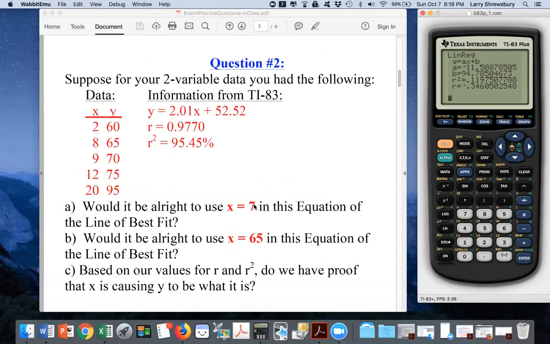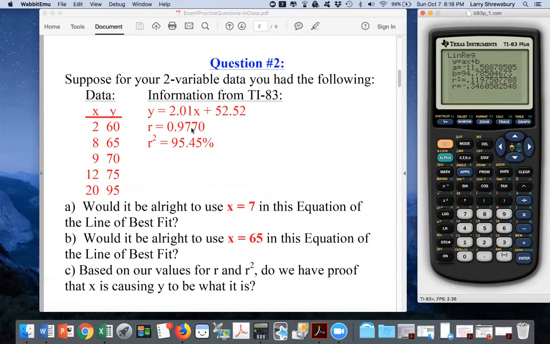Now, 7 is between 2 and 20. It'd be perfectly okay to use that. But 65, that is way beyond the values for X we observed. It would be a really bad idea to plug that in. Don't expect it to do a good job of predicting. So no, it's not all right.